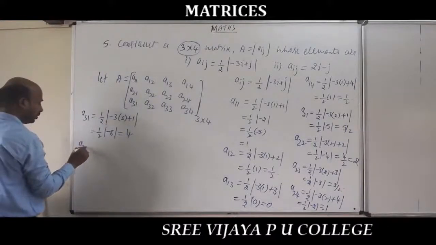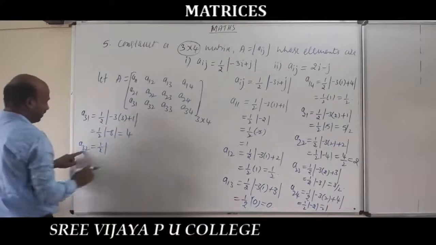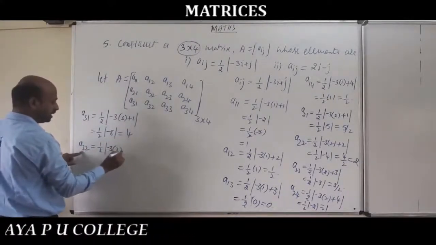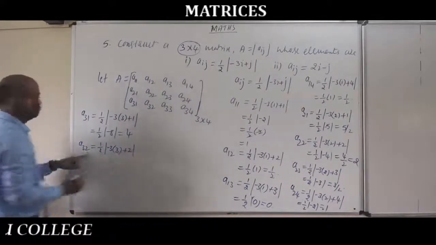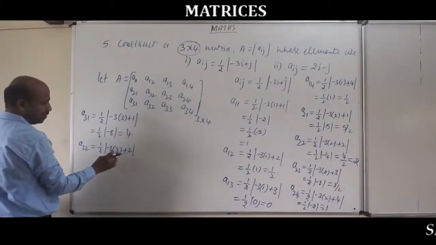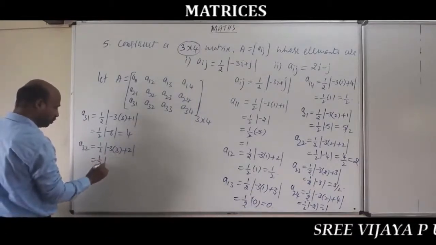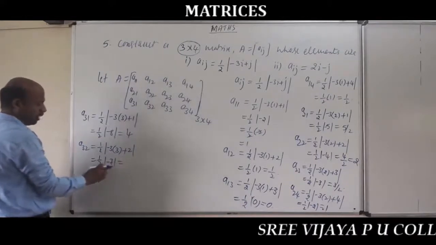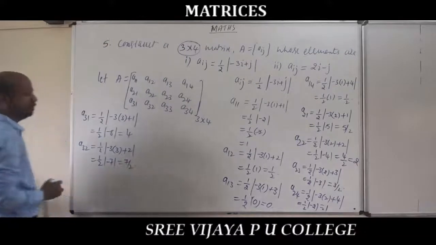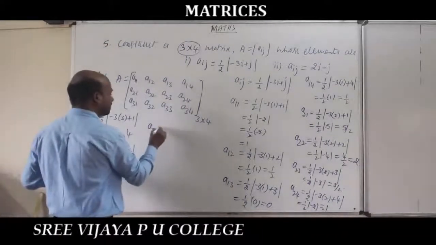Next, third row, second element, that is 1 by 2 modulus of minus 3 into value of i, which is 3, plus value of j, which is 2. So minus 3 into 3, minus 9, plus 2, it is minus 7. 1 by 2 modulus of minus 7, modulus of minus 7 is 7, 7 into 1 by 2, it is 7 by 2.